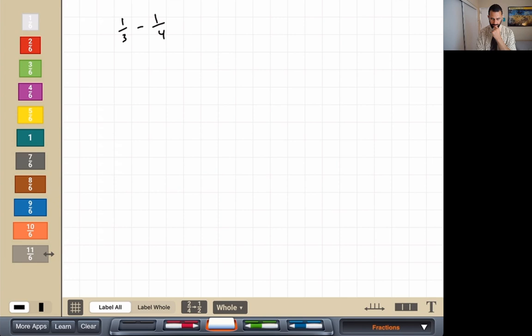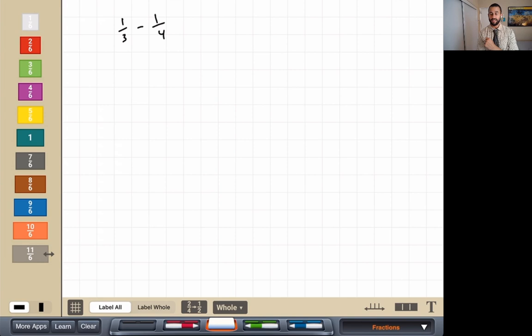Okay, well, if I'm talking about thirds and fourths, then that means I need to find a common denominator. And because 3 and 4 are relatively prime, the least common denominator is their product. It's 12. So I need something that I can cut up into 12 equal-sized pieces. And this is where things get interesting.